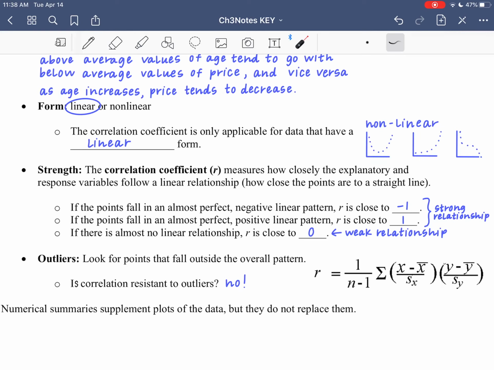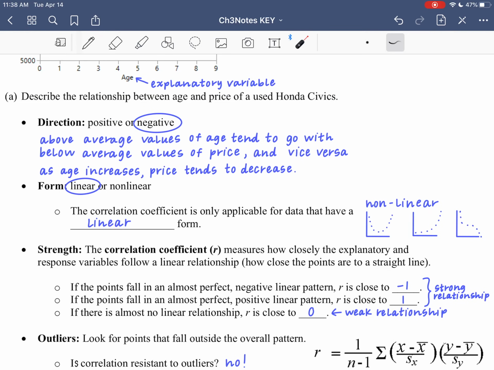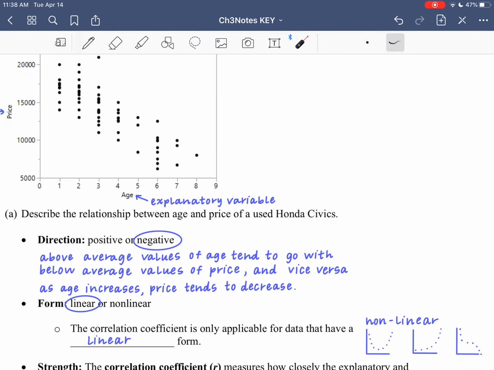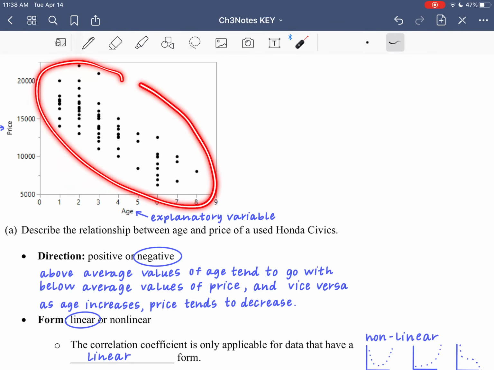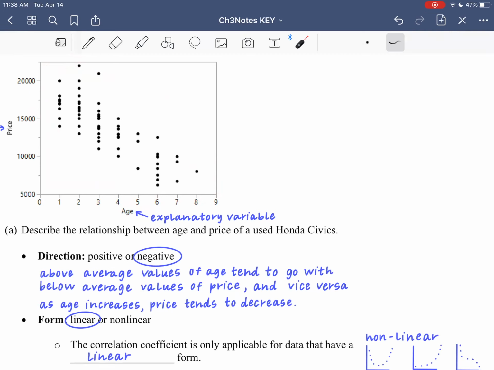If there is almost no linear relationship, then that correlation coefficient would be close to 0, and that would be a weak relationship. Another thing to note about correlation: the sign goes with the direction. So in our example here, we said that the direction was negative because we see a negative relationship here. Therefore, if we were to calculate our correlation coefficient, it would also be negative. So the sign of the correlation does correspond to the direction, positive or negative.